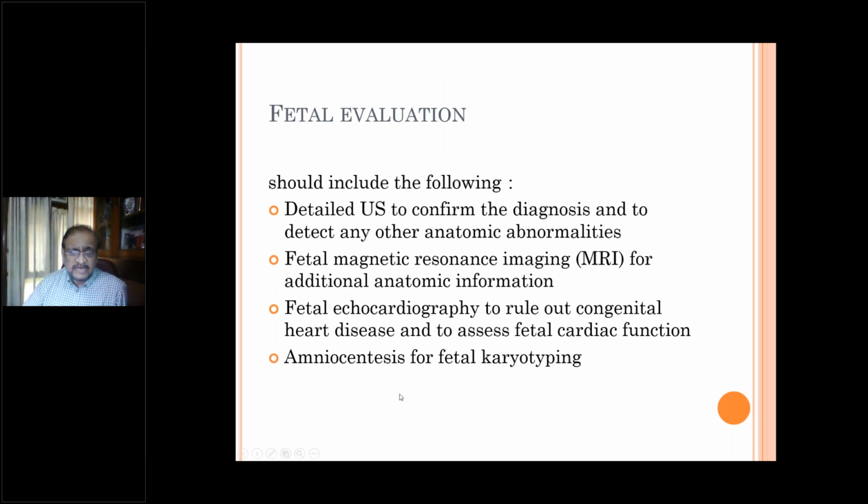And if you're doing a fetal evaluation, a detailed ultrasound to confirm the diagnosis, to detect any other anatomical abnormality, that's very important. You don't jump ahead and say I'll do this, and you forget about the other abnormality. And that's why a fetal MRI for additional anatomic information, a fetal echocardiogram to rule out any congenital heart disease. And then, of course, amniocentesis for fetal karyotyping has to be done.